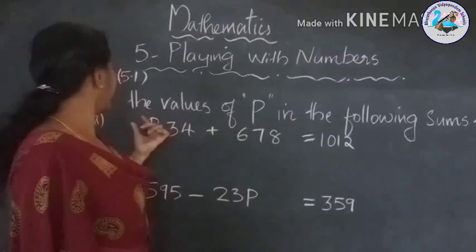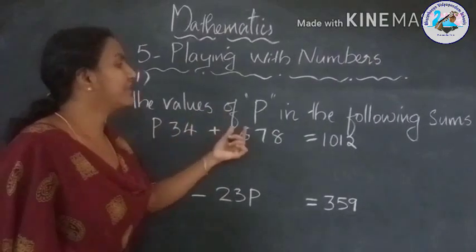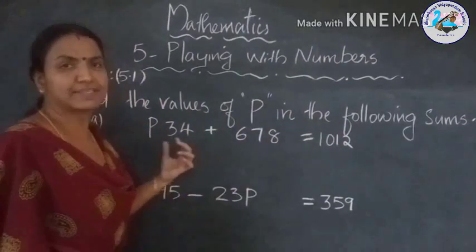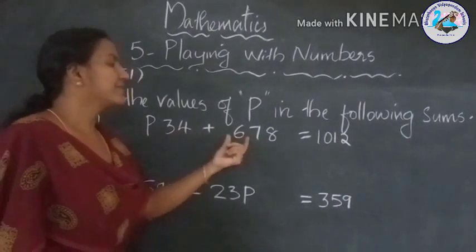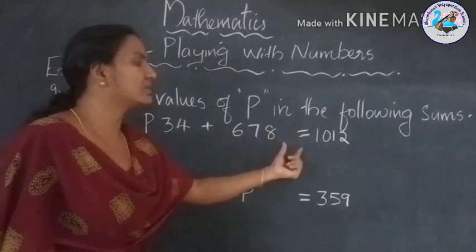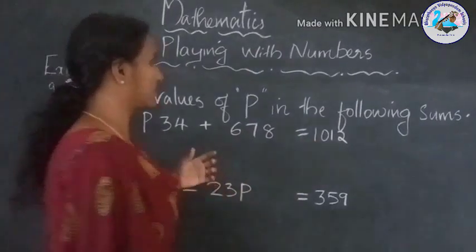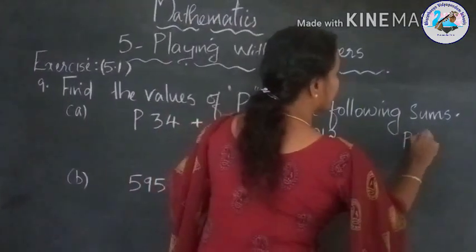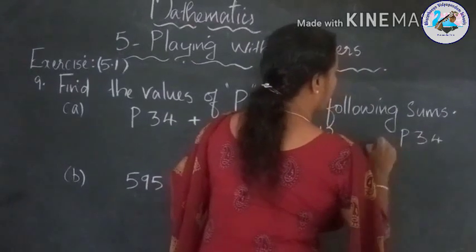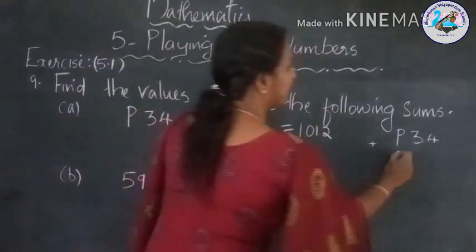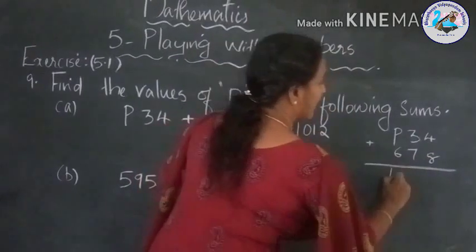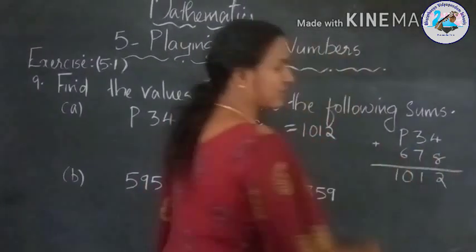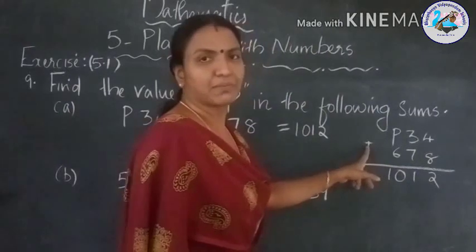Question number 9. Find the values of P in the following sums. Option A, P34 plus 678 is equal to 1012. Now the operation is addition, plus.